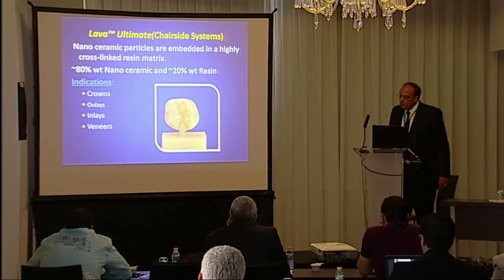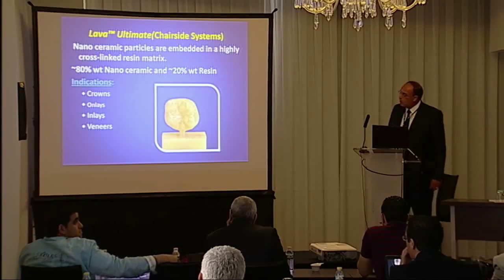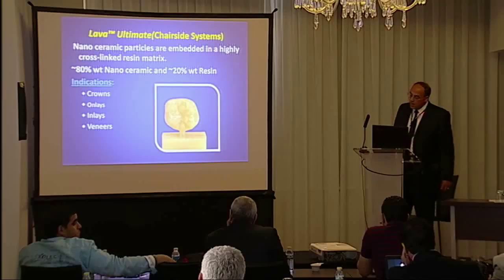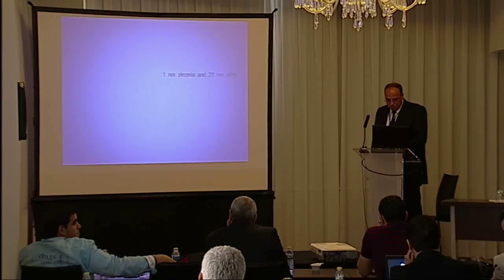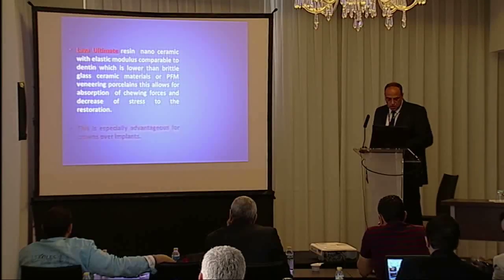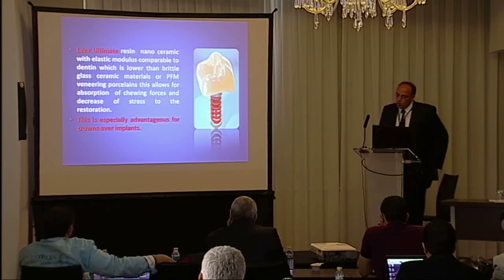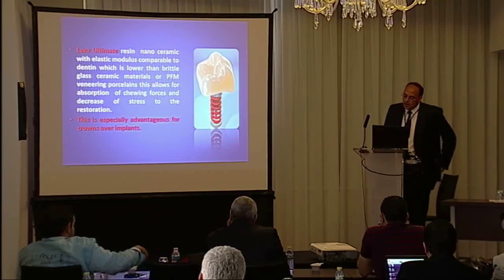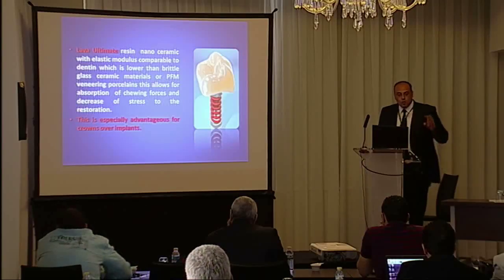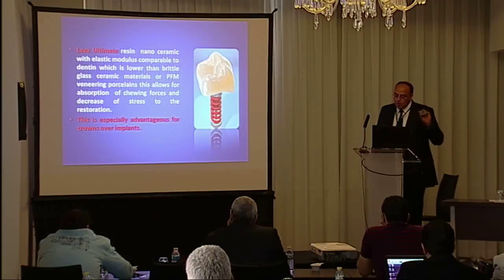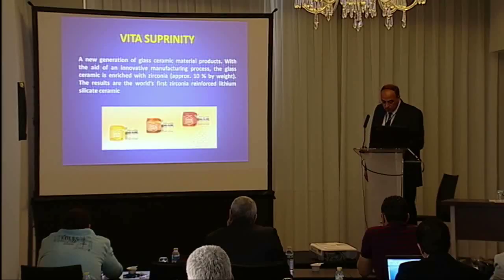Nano-ceramic particles are embedded in a highly cross-linked resin matrix, 80% nano-ceramic and 20% resin. Their indications are crowns, inlays, onlays, and veneers. As I mentioned before, Lava Ultimate resin has a low modulus of elasticity. It can be used with porcelain fused to metal. It allows for absorption of shearing force and can be used over implants to decrease the stresses over them.